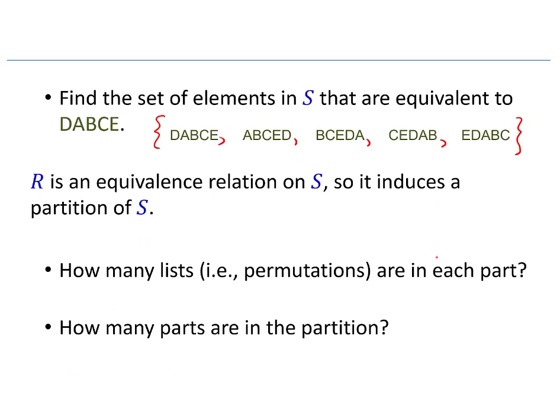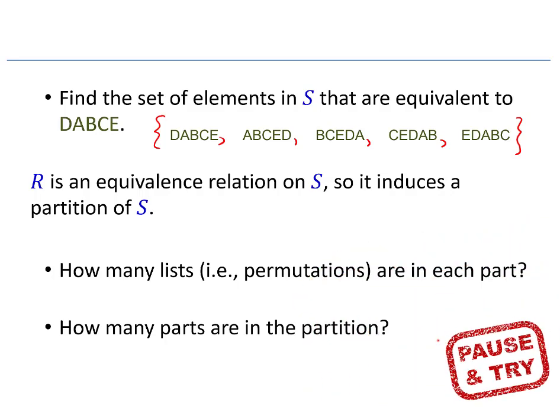So R is an equivalence relation on S, so it induces a partition of S. How many lists are in each part? And how many parts are in the partition? Last time, take a minute or 2, think about this question, see if you can answer that, and then start the video again to check your work.